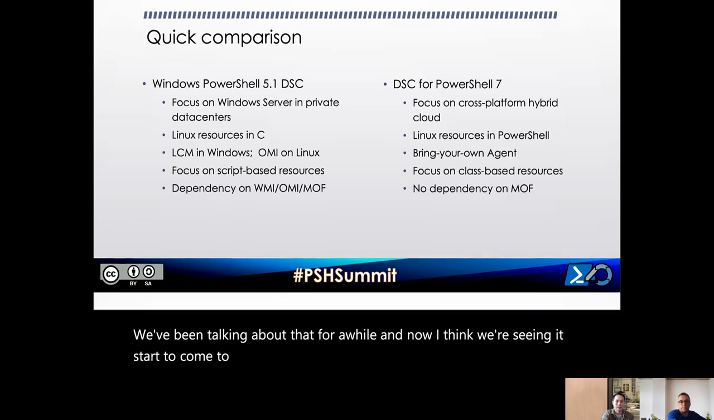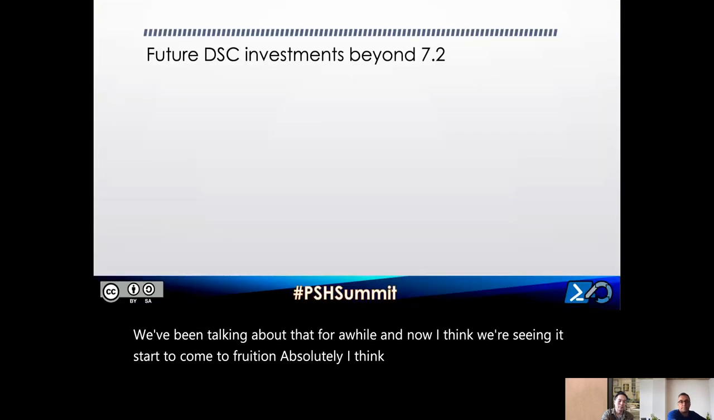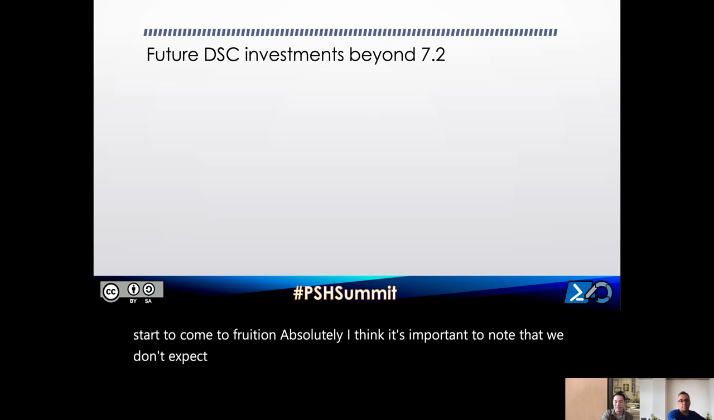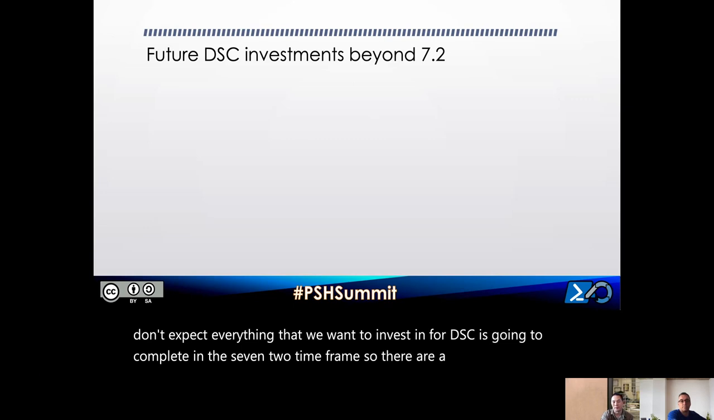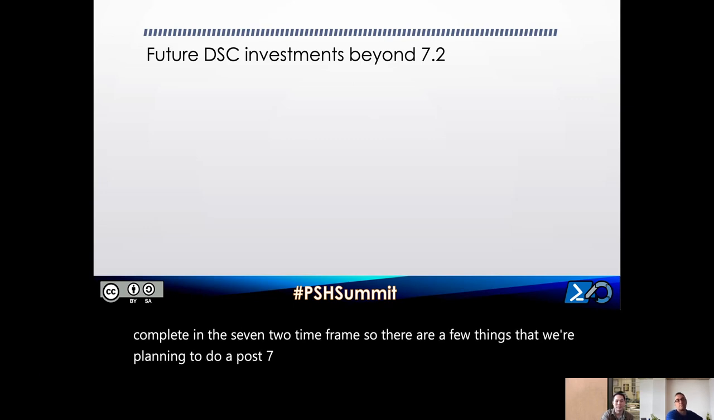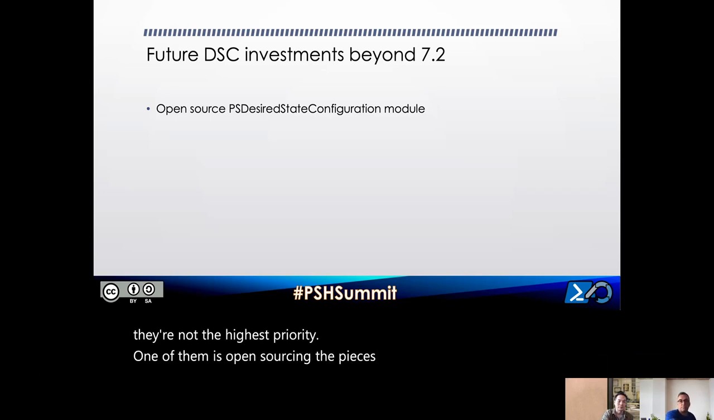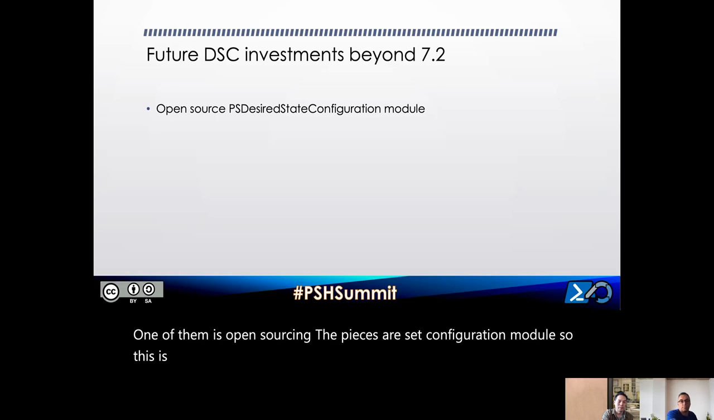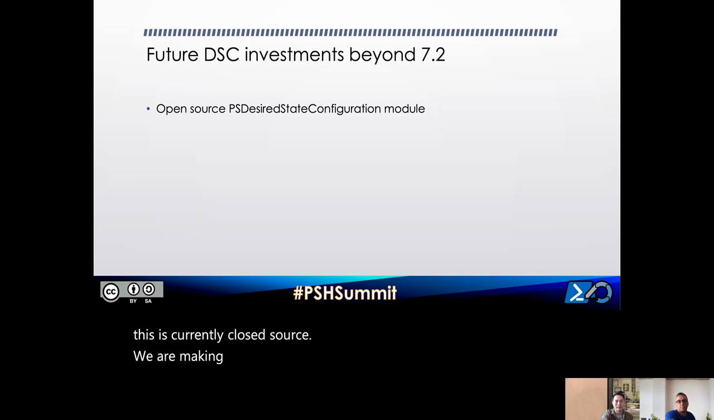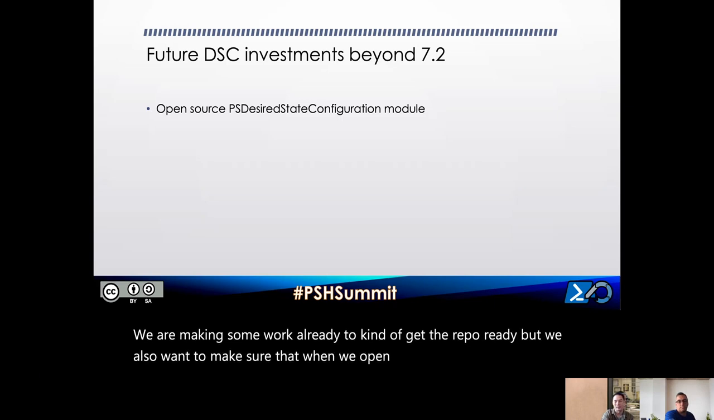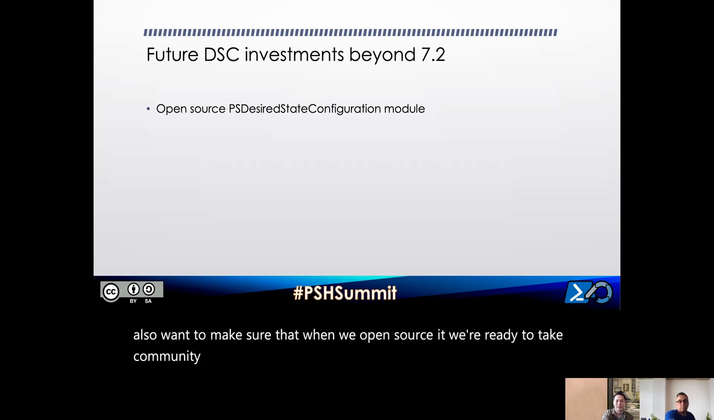Absolutely. I think it's important to note that we don't expect everything that we want to invest in for DSC is going to be complete in the 7.2 timeframe. So there are a few things that we're planning to do post 7.2, and some of these may show up in 7.2, but they're not the highest priority. One of them is open sourcing the PSDesiredStateConfiguration module. This is currently closed source. We are doing some work already to get the repo ready, but we also want to make sure that when we open source it, we're ready to take community contributions so that we can make progress on DSC as a platform much more quickly.